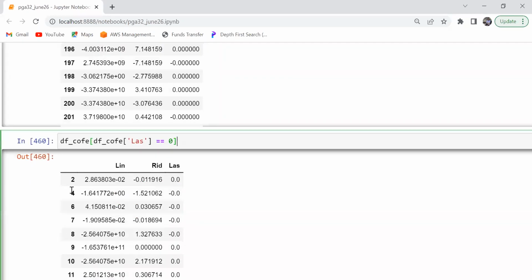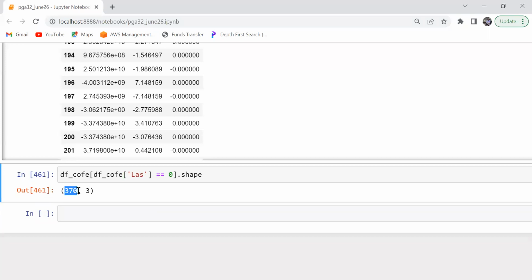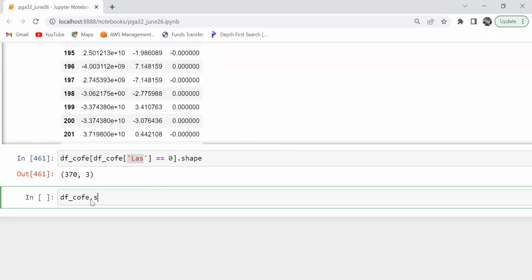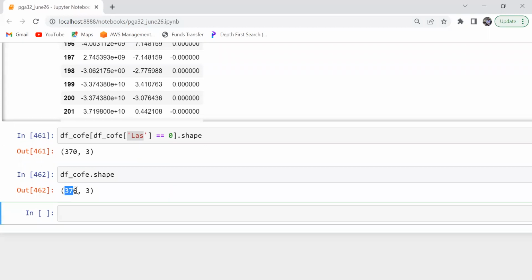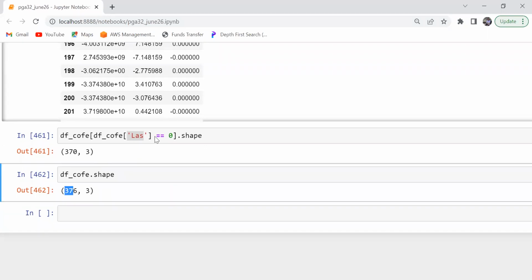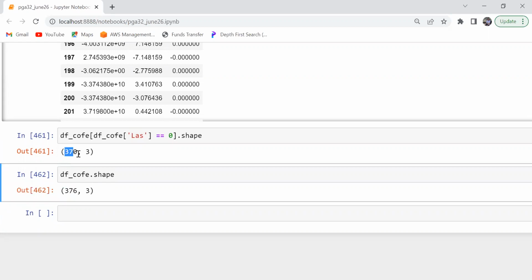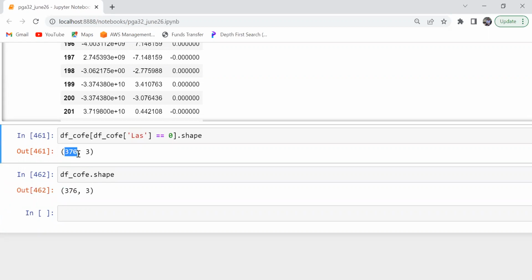Can you notice 370 beta values have become zero? I hope people understand this part of code. Right? So I am saying equal to 0. So how many records are there for which the lasso is 0? 370. How many total records do we have? No, there are 376 x values. So out of 376 x variables, you can now build your model using only 6 variables. Why? Because 370 have already become 0. So feature selection is done.